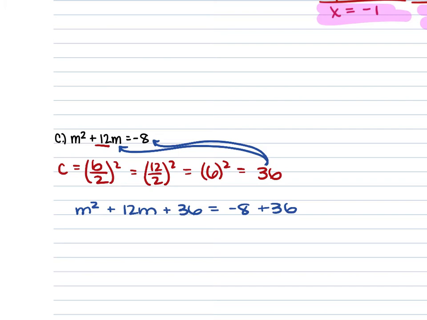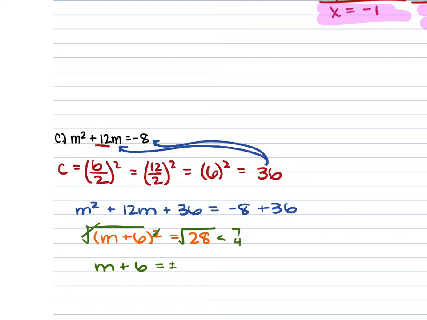From here, we are going to factor the left side, add the right side. This gives us m plus 6 squared is equal to 28. We're going to take the square root of both sides. The square root and the power cancel each other out. We have m plus 6. The square root of 28, we're going to put the plus or minus in front of our answer.